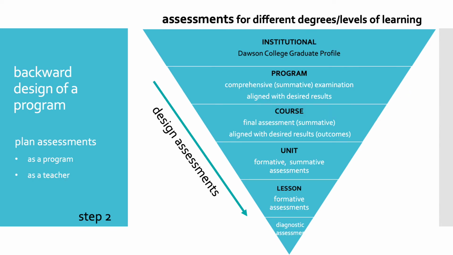The next step in the backward design process is to develop those assessments and align them with the learning outcomes. The program committee is responsible for the comprehensive examination, and the teachers or departments are responsible for assessing the competencies that are developed in courses.